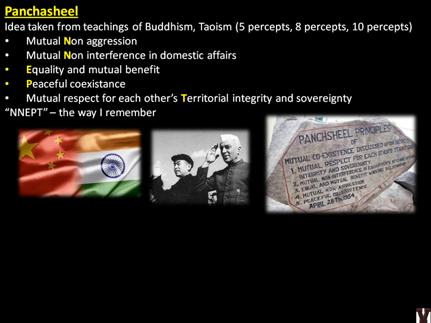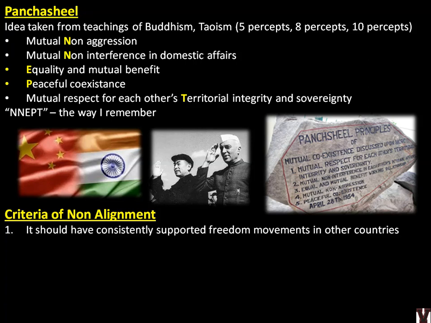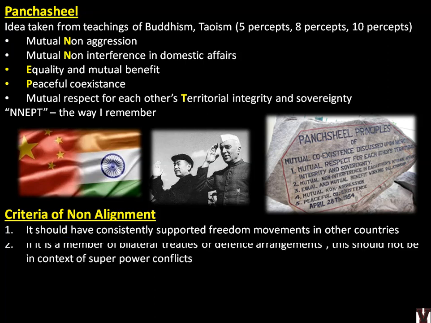And another thing is about the criteria of non-alignment. That is, every country cannot go and join non-alignment. There should be some basic criteria. So at that time, the leaders decided on a few points, which you can remember easily. It should have consistently supported freedom movements in other countries. Like India was condemning the Asian annexations. Like that, all those countries should have been against imperialism. So that countries can be part of it.